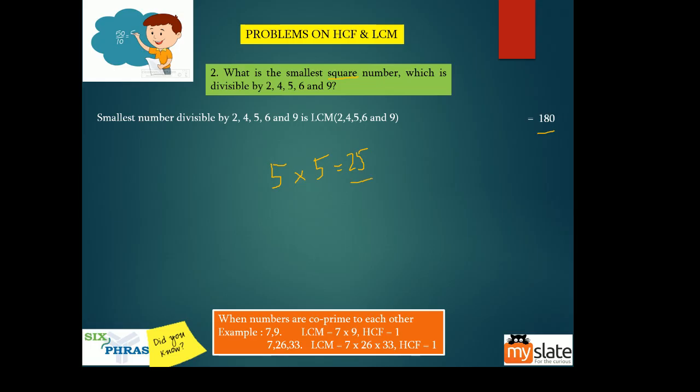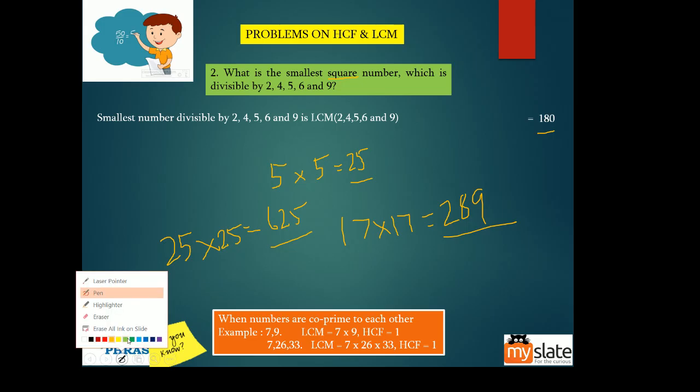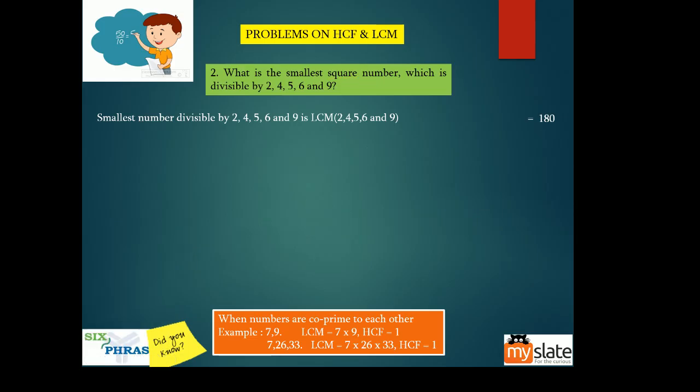This is a square number. 17 into 17, 289. This is a square number. 25 into 25, 625. This is a square number. So 180 is not a square number. Even in chapters where we teach square root of numbers, you will know how to remember square root of numbers, then this problem will become even easier.